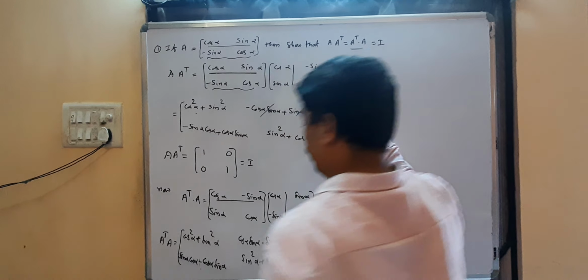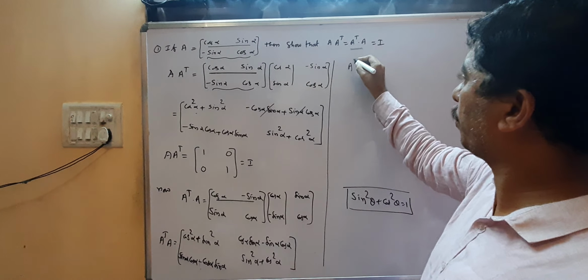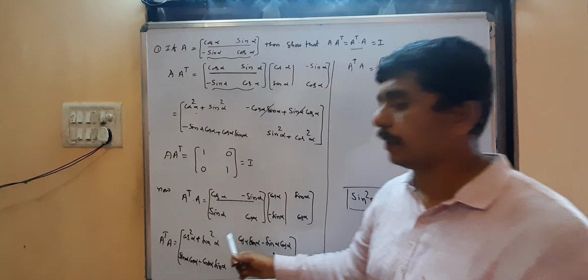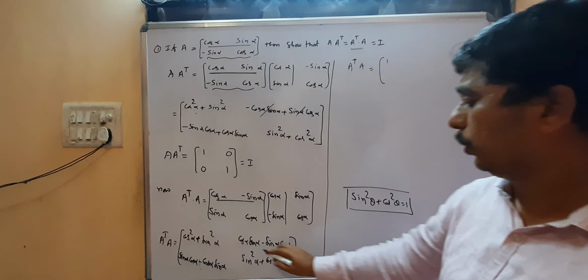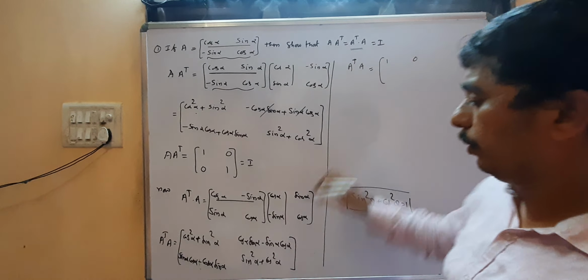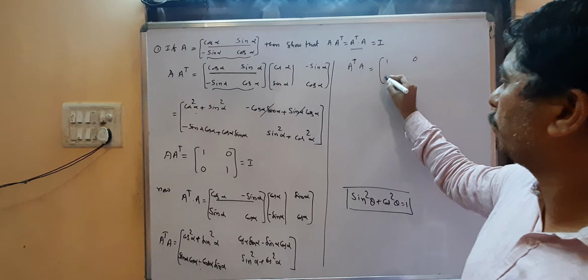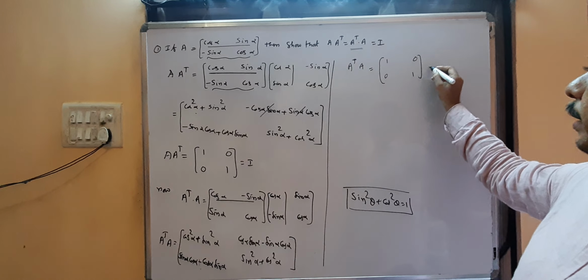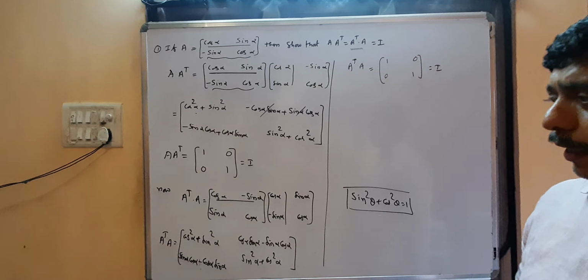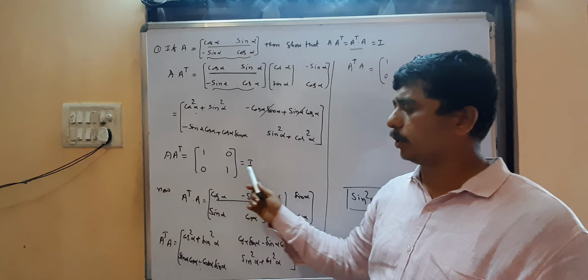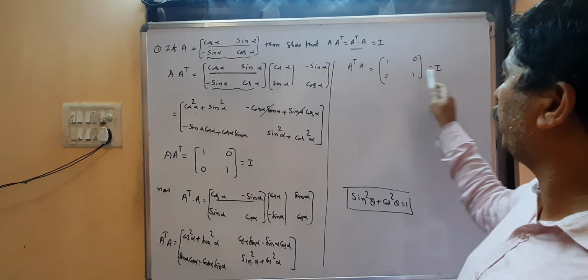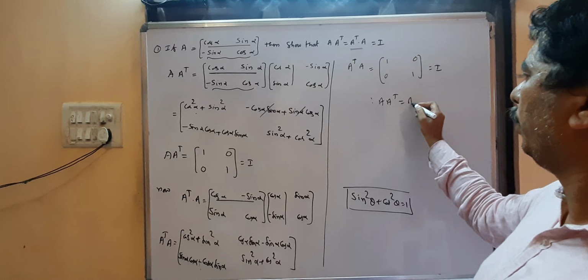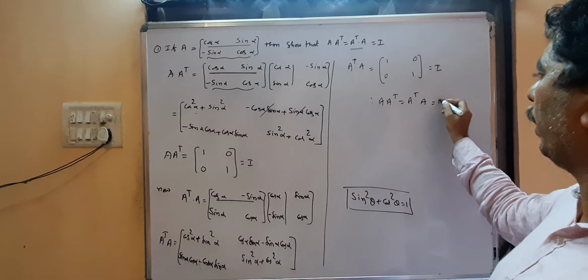So A transpose into A: cos square alpha plus sin square alpha is 1. These two get cancelled, 0. These two get cancelled, 0. Sin square alpha plus cos square alpha is 1. This is the 2 by 2 identity matrix. Therefore, A into A transpose is I, and A transpose into A is also I. Therefore, A into A transpose equals A transpose into A equals I.